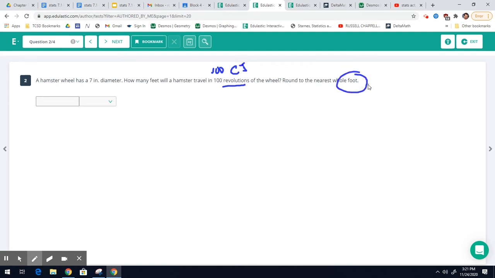But notice it says round to the nearest whole foot. It gives us the diameter in inches. So keep in mind that in the end, we're going to have to identify that 1 foot equals 12 inches and do a little unit conversion. Okay, but again, this is still circumference. So the circumference of any circle is 2 pi r. If your diameter is 7, to find your radius, take half of 7. That's 3.5. So my circumference is 2 pi times 3.5.